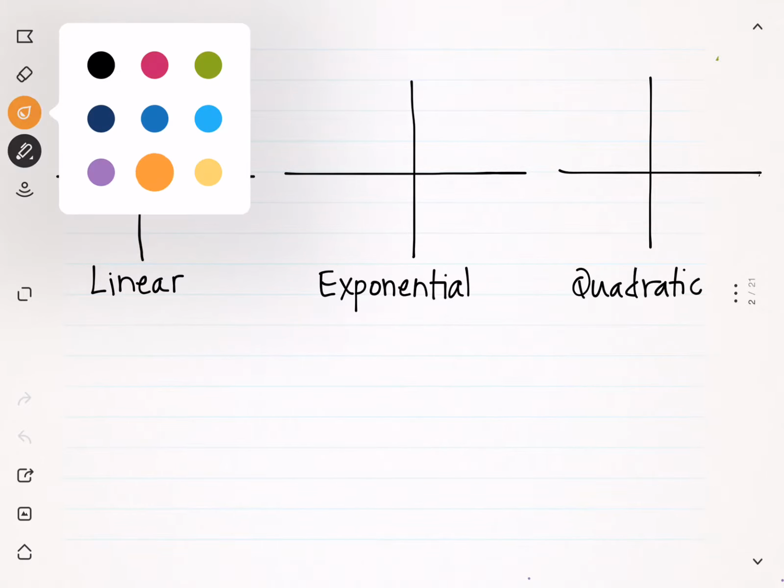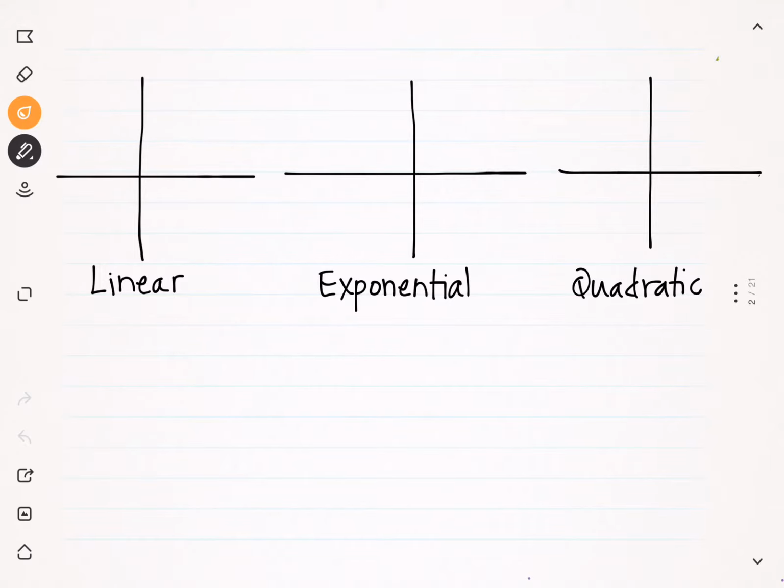So let's talk about a linear function. Now we've been talking about linear functions all year. Now the word linear basically just means line. So when you see a linear function on a graph, it's going to look like a line. Okay? Now we say that the equation for a line is y is equal to mx plus b, right? That is slope-intercept form.